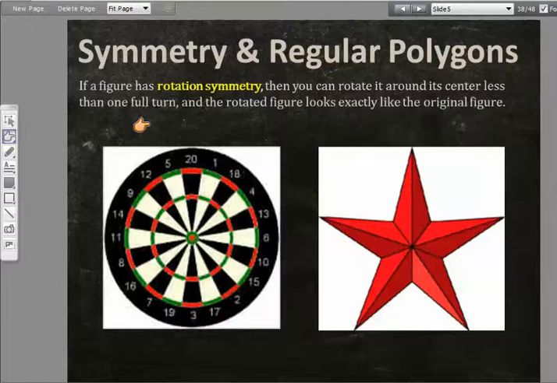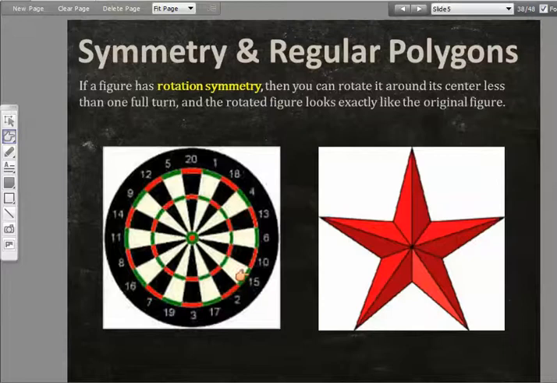Now let's talk about rotation symmetry. It says if you can rotate it around its center less than one full turn and the rotated figure looks exactly like the original figure, then you have rotational symmetry. So if I was to take this star and turn it exactly this far to where this point moves up here, that is going to be rotational symmetry, because when I turn it, it's going to look exactly the same.